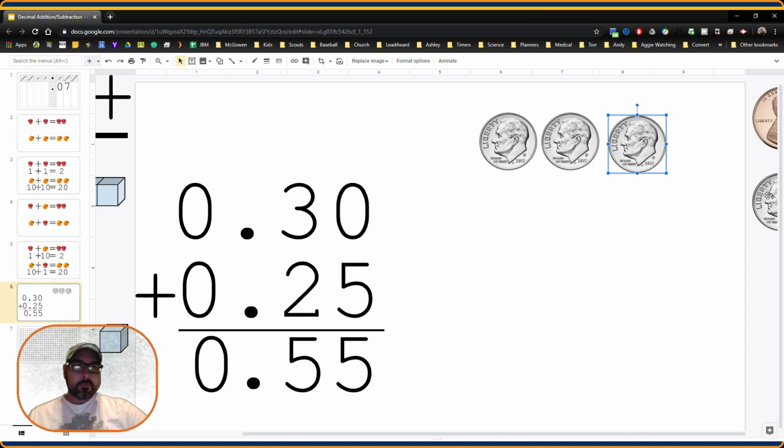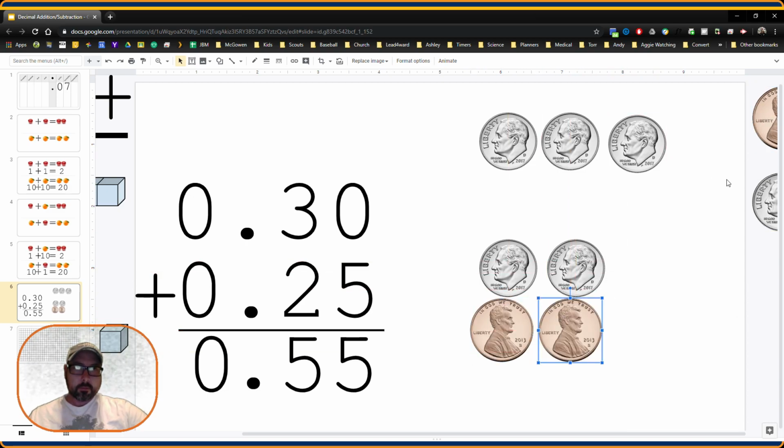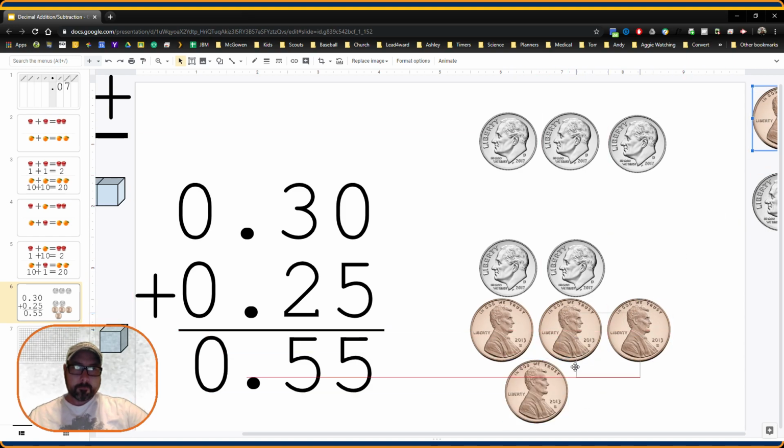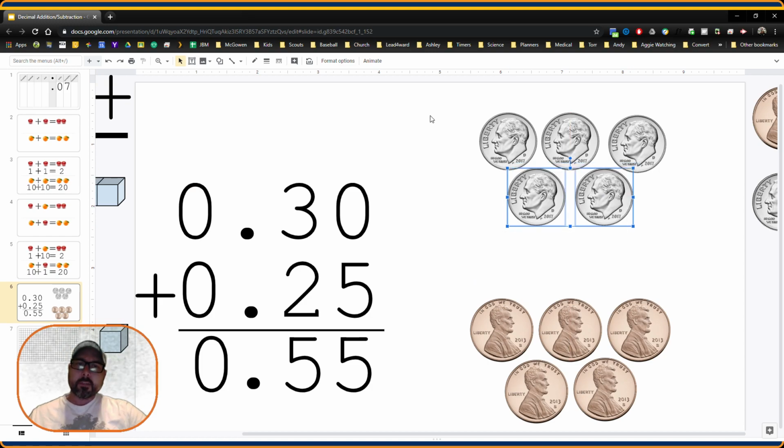Now I need 2 tenths for this bottom number. And I need 5 hundredths. So I'm going to combine all of this together. Again, I'm going to kind of group my tenths together because it's easy to count there. So I'm going to count by tens, 10, 20, 30, 40, 50. So this is like 50 cents. And 1, 2, 3, 4, 5, that's 5 cents. So 50 plus 5 is 55 cents, 55 hundredths. And that matches my answer.